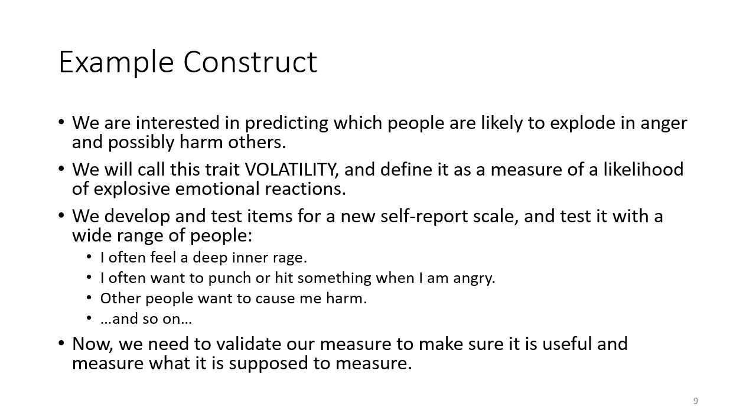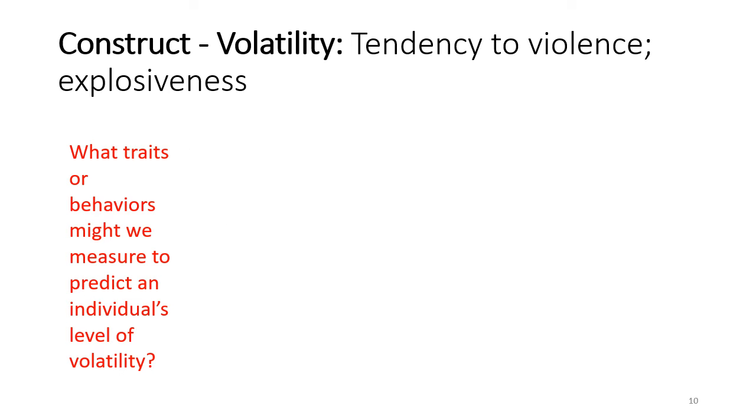Another item might be, other people want to cause me harm. A little bit different, but maybe this all gets at volatility, and so on. So now we've developed our measure, and we need to validate it to make sure it's useful and measures what it's supposed to measure. So here's our volatility.